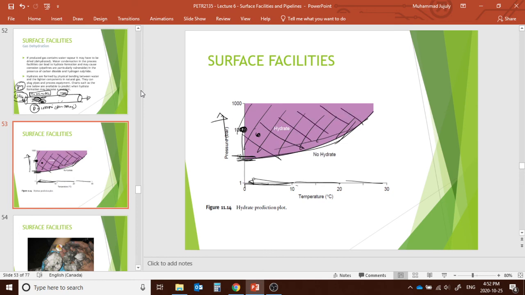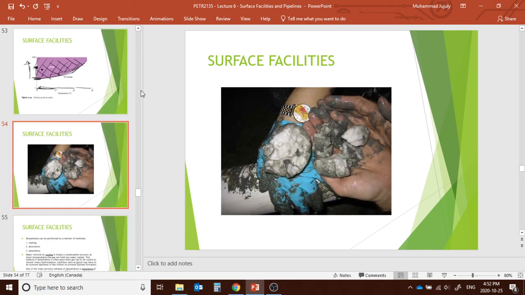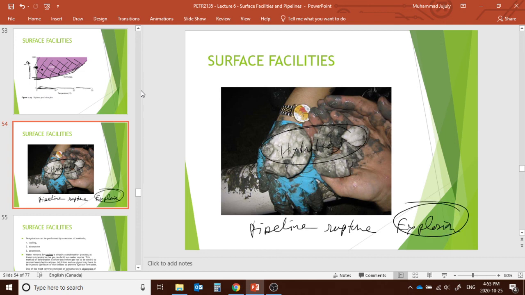So what do hydrates look like? This is what hydrates actually look like. Now these hydrates can be so dangerous. In many cases we have had pipeline rupture, and even pipeline explosion due to this hydrate deposition.